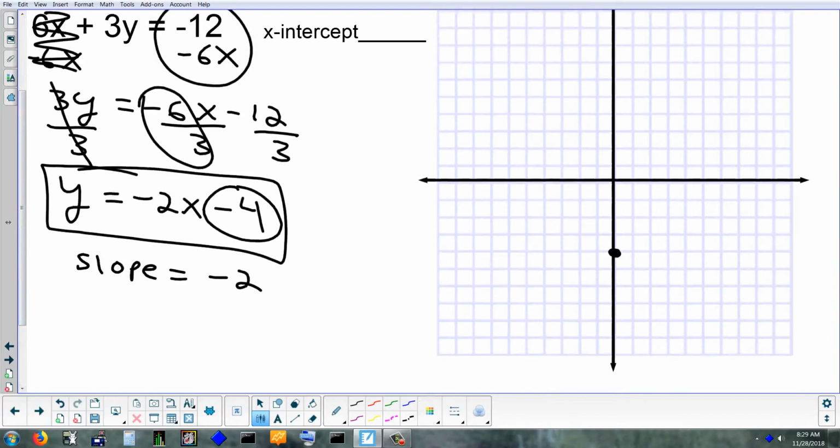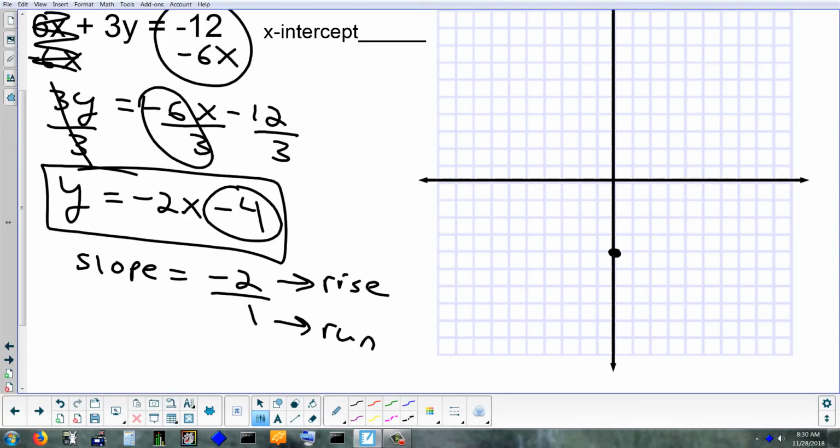Slope is negative 2. Well, we usually want the slope as a fraction. So how can I write negative 2 as a fraction? Negative 2 over 1. Yep, put it over 1. The top number, with the two words that begin with R to describe slope, what's the top number? Rise and run. Rise. And what's the bottom number? Run. All right. The rise is negative 2.